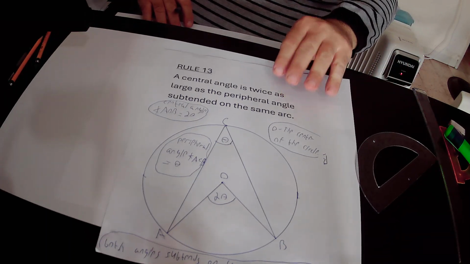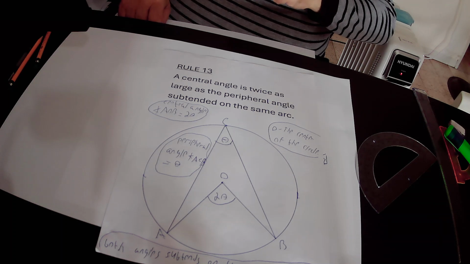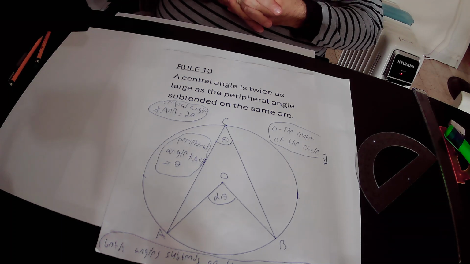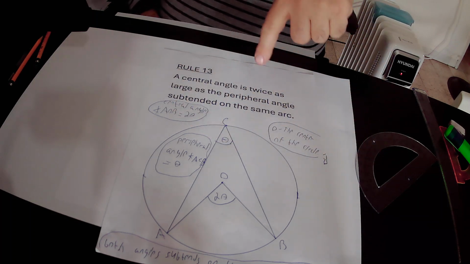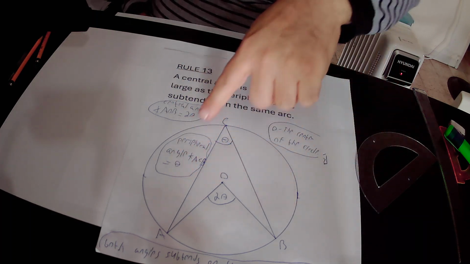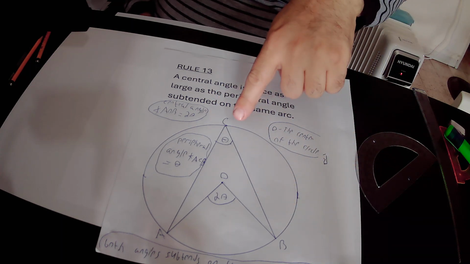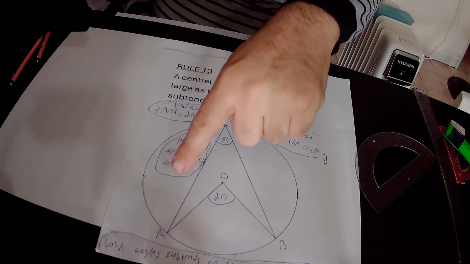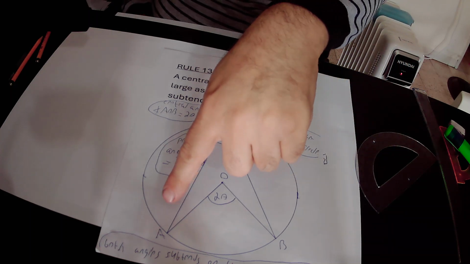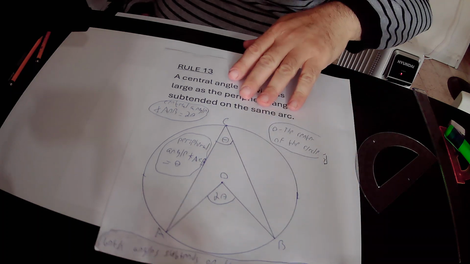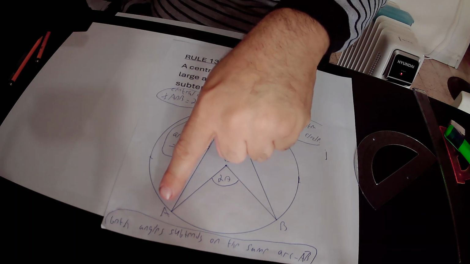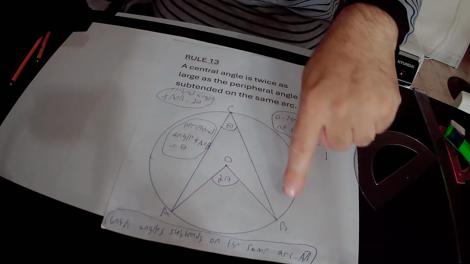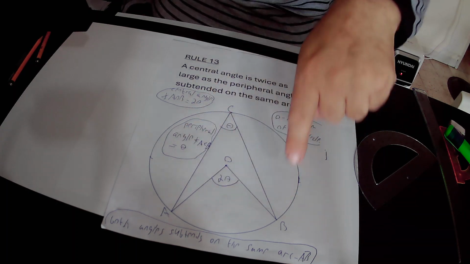According to the new rule, the central angle is twice as large as the peripheral angle subtended on the same arc. So in the drawing we have a circle, inside this circle we have peripheral angle ASB, and peripheral angle ASB equals theta in its size, and this peripheral angle ASB is subtended on this arc AB. In addition we have another angle, this is the central angle AOB, the central angle AOB is subtended on the same arc AB.